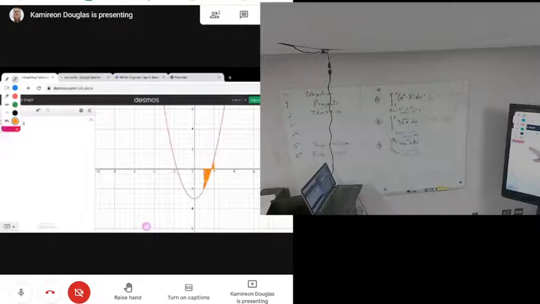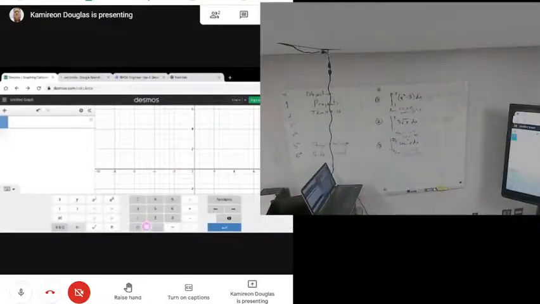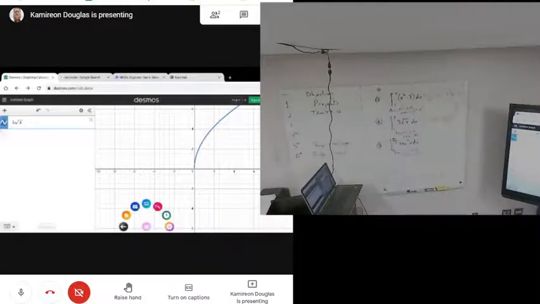Let me go ahead and pull mine up now. Yes, power 4. So we have 3 square root of x evaluated from 1 to 4. So from 1, which is there, to 4, which is there.